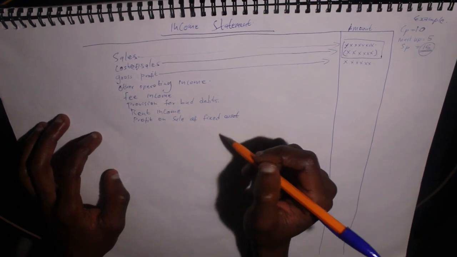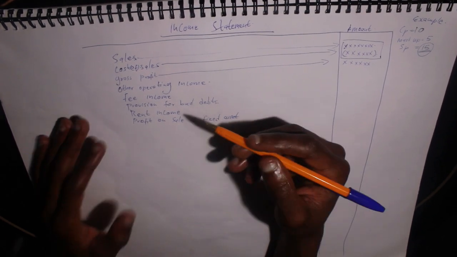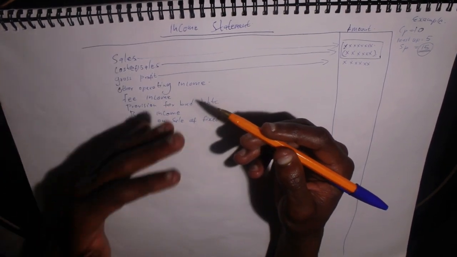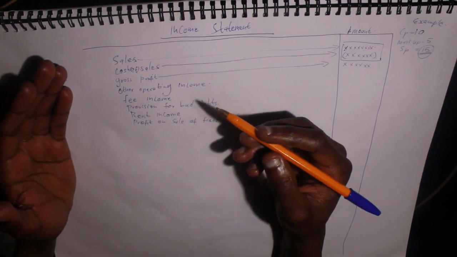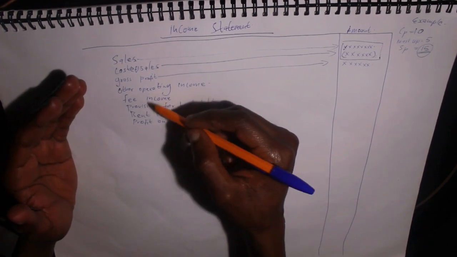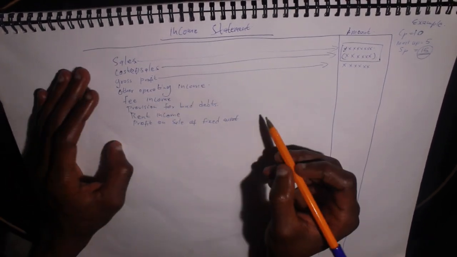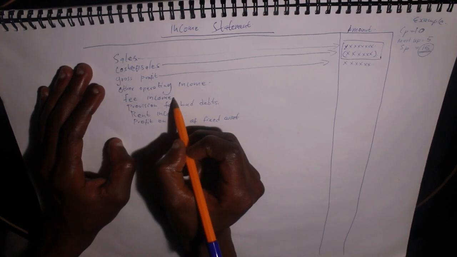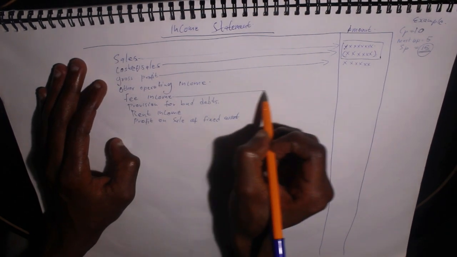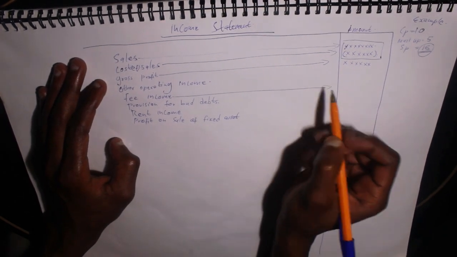Not always the case. This is just examples of all the other incomes that we might have in our business. Right? So now that we have all the income listed down, I'm going to show you how to calculate this.